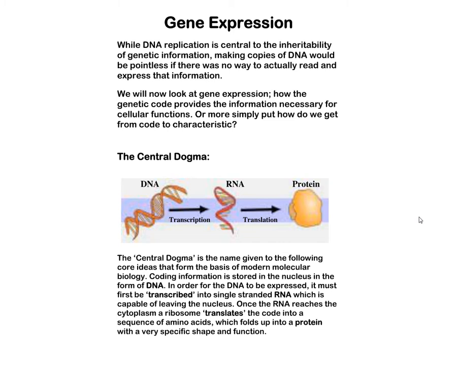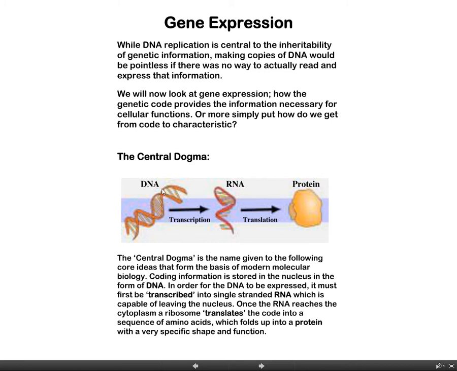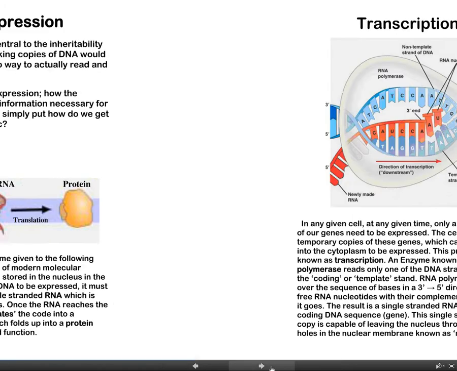Really what we're looking at here is that gene expression is all about how we get from our code, our DNA, or the genes within the DNA, to our characteristic. And the answer is that the DNA is first transcribed, we get a temporary RNA copy, then that's translated into a protein, and that protein carries out some sort of function. So let's have a look at this process.